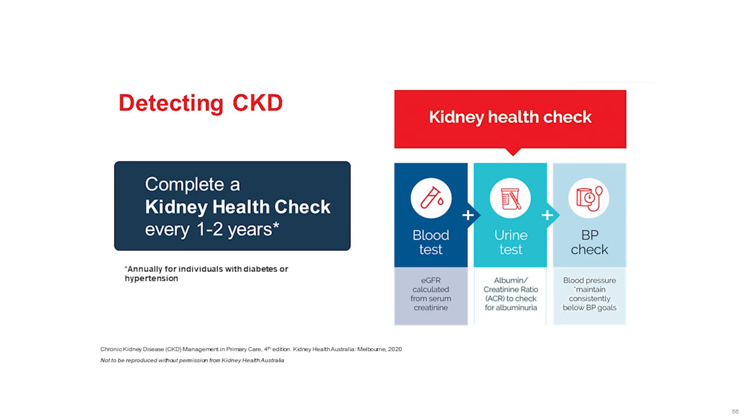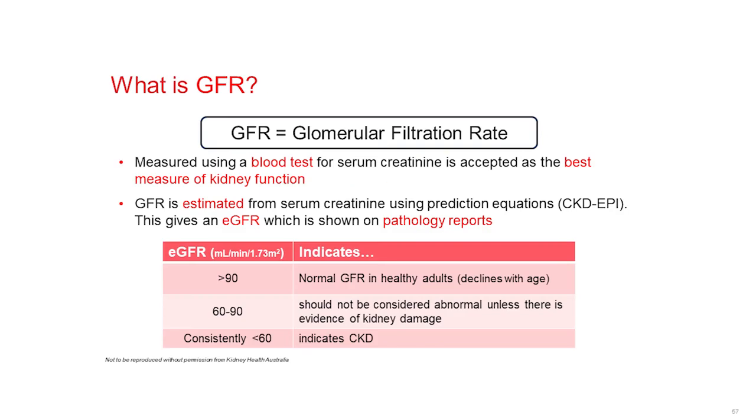And the advantage that I find with the protein creatinine ratio is that it gives a better correlation with the 24-hour protein excretion, whereas the albumin creatinine ratio is a lot more sensitive in the early stages, especially in people with diabetes. So what is GFR? It is a blood test for serum creatinine, and we get an automated GFR based on the CKD-EPI equation. Above 90 is normal in healthy adults. 60 to 90 is still within normal limits unless there is some other evidence of kidney damage. And if it is consistently less than 60, it indicates CKD.